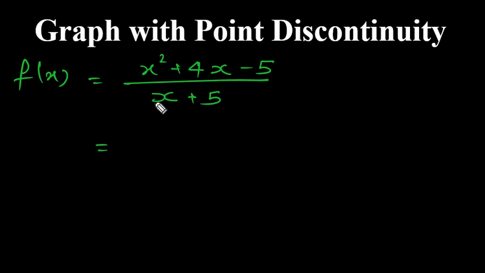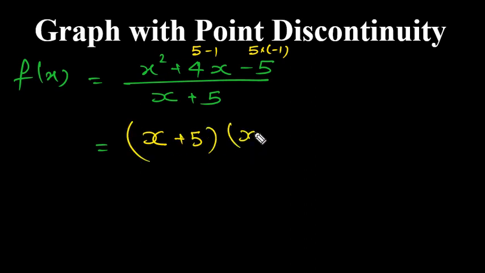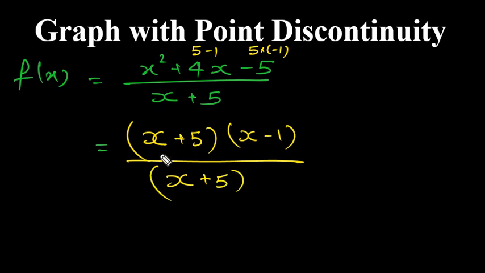So, is there any common factor that we have to check? For -5, you will get -4. 5 multiplied by -1 will give you -5, and 5 minus 1 will give you 4. Or else you can use the calculator method, which I've discussed many times in the previous videos. So my factors are x plus 5 and x minus 1, and the denominator is x plus 5. So what is the common factor? X plus 5 is the common factor. It will be cancelled out.